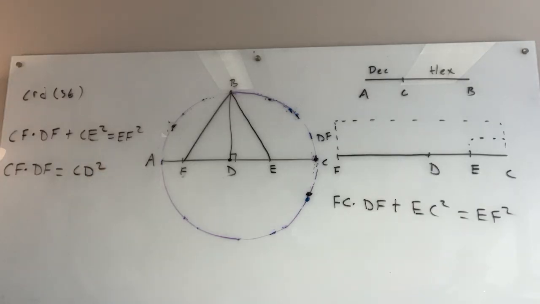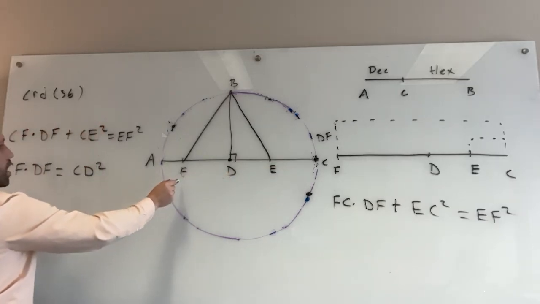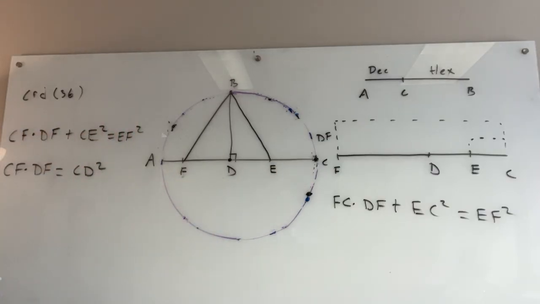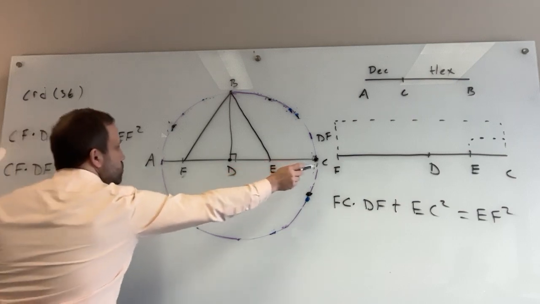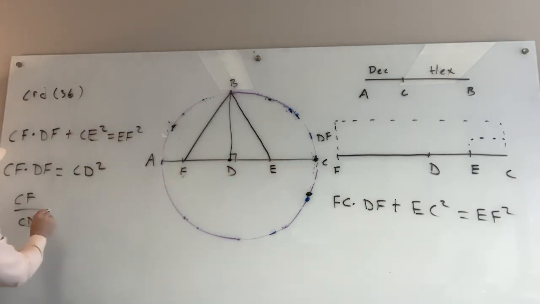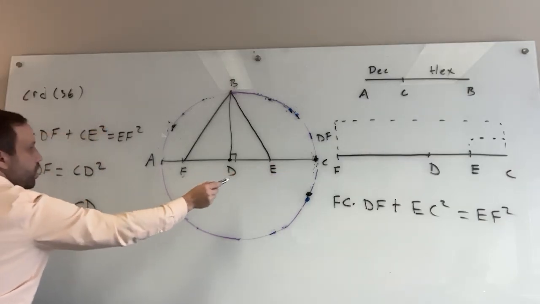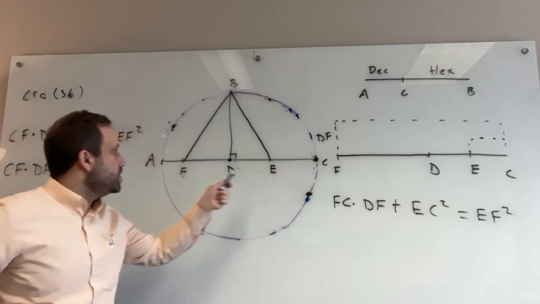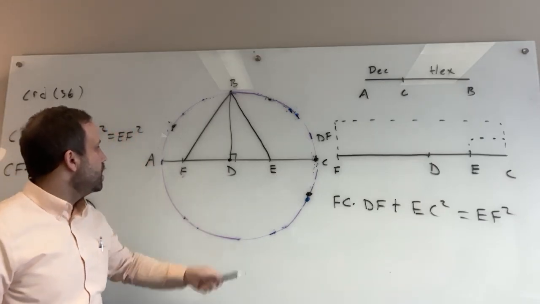Now if we rearrange this, notice what's going to happen. I've got CF, that's this distance here. I've got DF, that's that distance there. And I have CD, which is this distance here. If I divide both sides by CD and DF, I have CF over CD equals CD over DF.